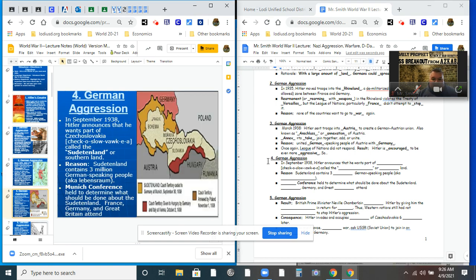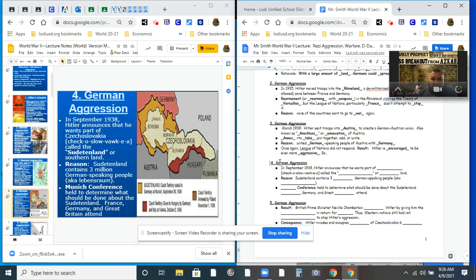And German aggression continues. In September 1938, Hitler announces he wants part of Czechoslovakia. And if you could say it, you're going to be really ahead of the game. In the brackets is how you say it, Czechoslovakia. When you see C and Z next to each other, pretend like it's CH in English. Okay? So, see if you can spell that in there. Czechoslovakia. This is a real good one to be side by side because the spelling can be tough.